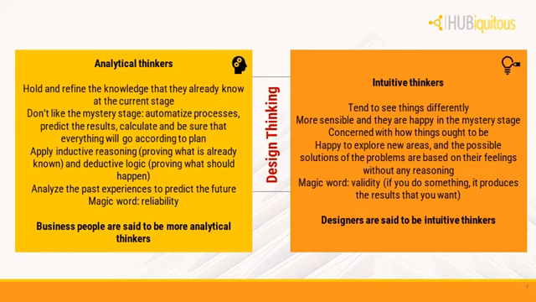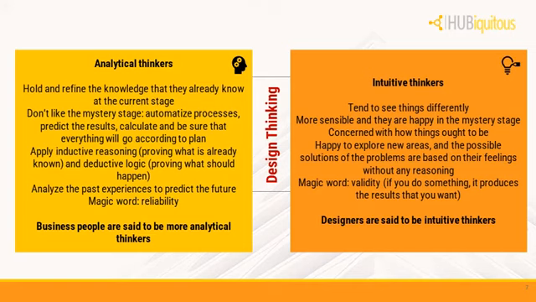And then they also want to apply inductive reasoning in order to prove that they know something, and also deductive logic. That means that from this starting point that they know, they are going to calculate what is going to happen in the future. They use the analysis of past experiences to predict the future. And their magic word is reliability. Analytical thinkers are more business people, scientists, and they like to have everything ensured. They want to be sure of what is going to happen and of what is happening now.